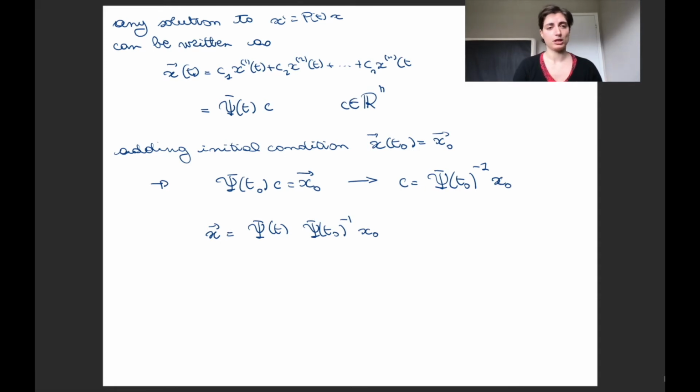That means that x, in general, can be written as the matrix psi at time t multiplied by the inverse of psi computed at t0, multiplied by the vector of initial conditions x0.